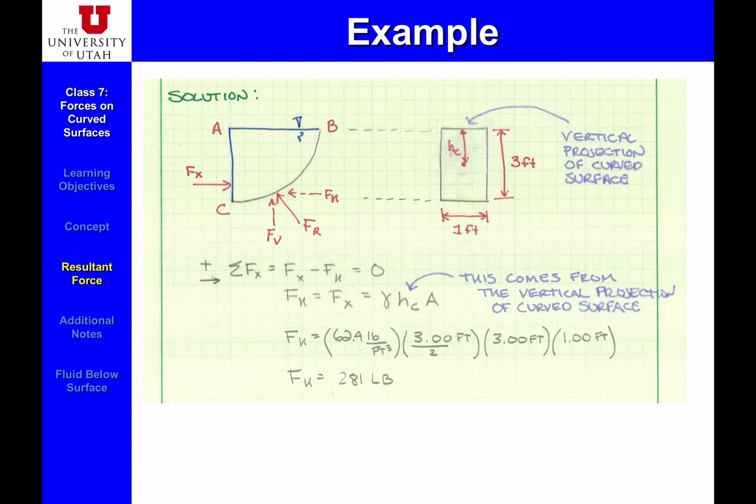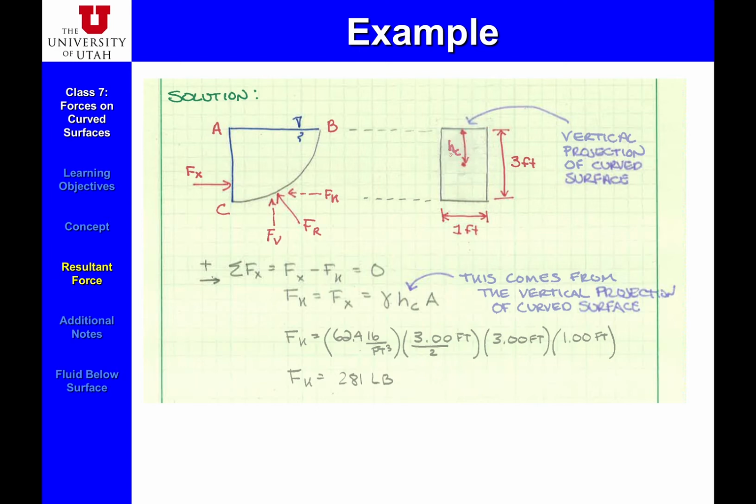So now we can plug in our specific weight, 62.4. The distance to the centroid is just half of 3 feet, so 1.5 feet. We have the cross-section area of that vertical projection. The area of that vertical projection is 3 feet times 1 foot. So when you plug all those numbers in and you crunch the numbers, you end up with 281 pounds. And that's your horizontal force.